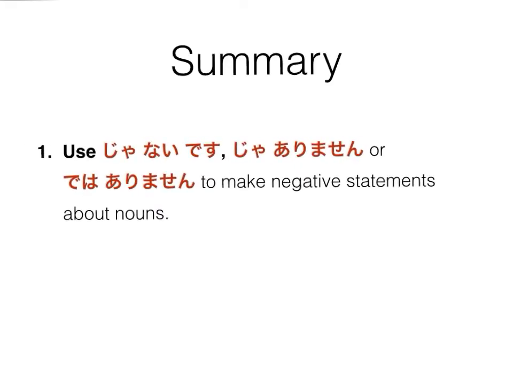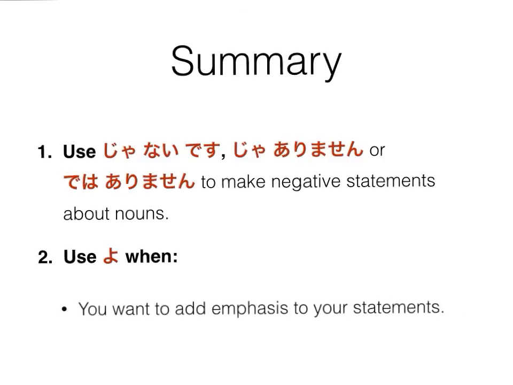you can use the phrases じゃないです, the slightly more formal じゃありません, or the rather more formal ではありません to make negative statements about nouns. You should use the particle yo when you want to add an emphasis to the end of your statements using a spoken exclamation point.